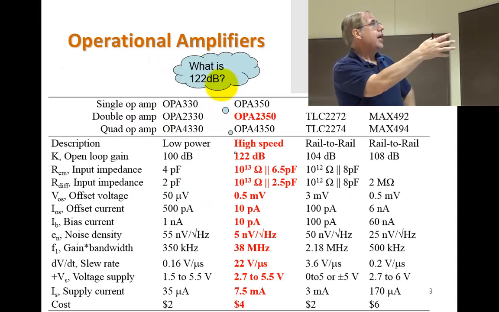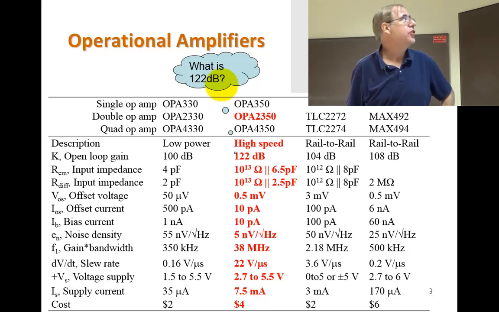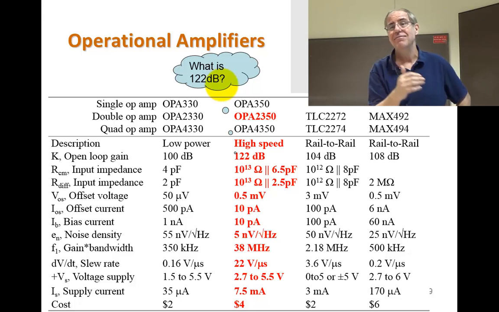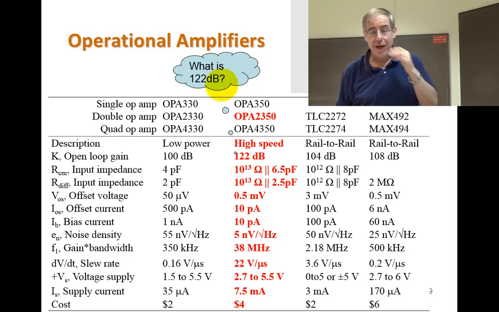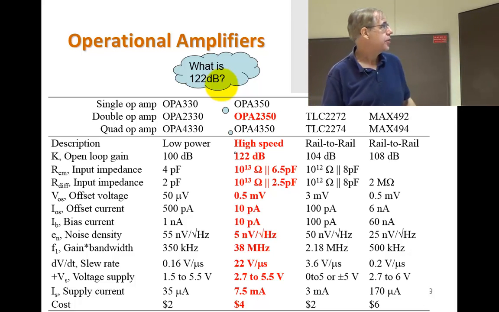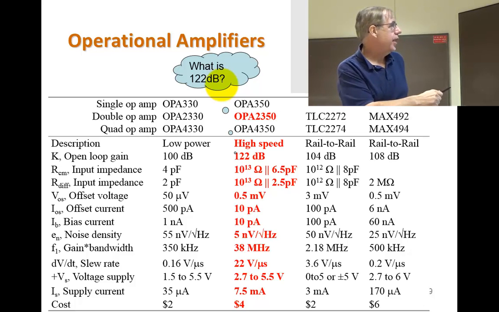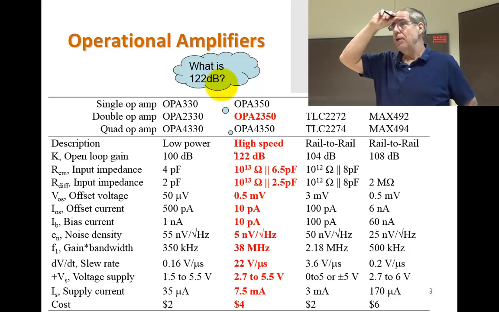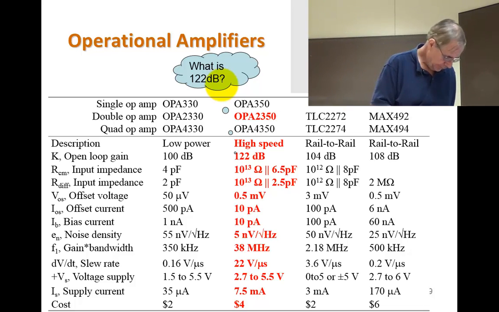This is a slide out of the book. Again, I didn't tell you, I told you we were using an OP2350. And here are some of the non-ideal parameters associated with op amps. You remember I said that there was a gain, and you think about what the definition of a decibel is. Okay, so let's go ahead and define that.